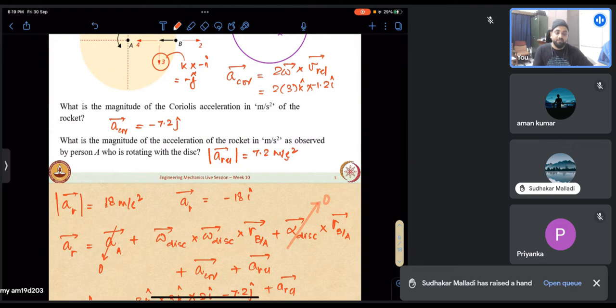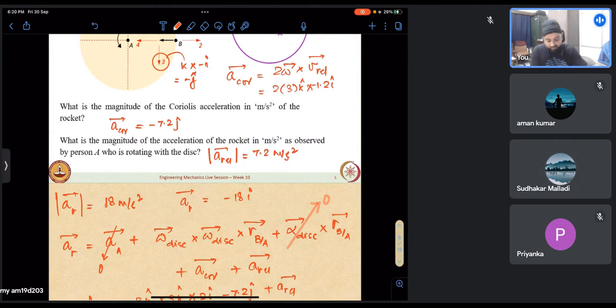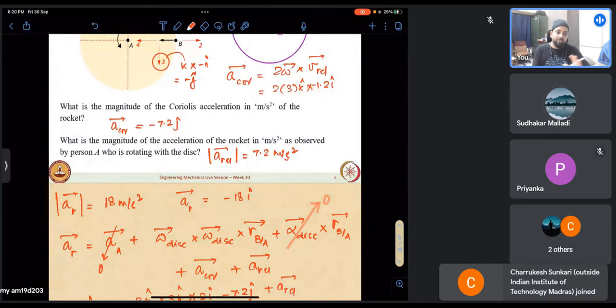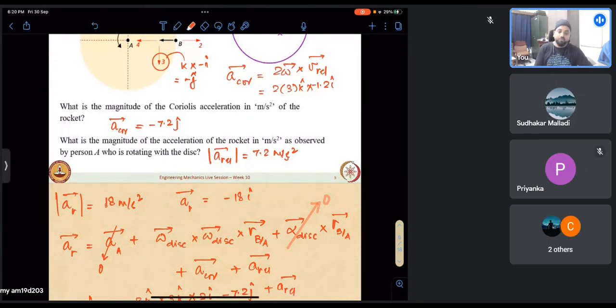No, A is not fixed. Your question is right, but the question qualifies that A is rotating with the disk. So that's fine. A has zero, so A is not having any velocity or acceleration. The rocket is not touching the disk, but the essence of saying that a person is sitting at A and rotating with the disk and observing is this: from that vantage point, what will be the acceleration relative to this disk? That is what we are trying to ask.